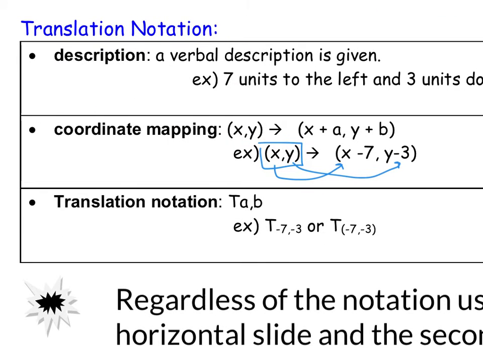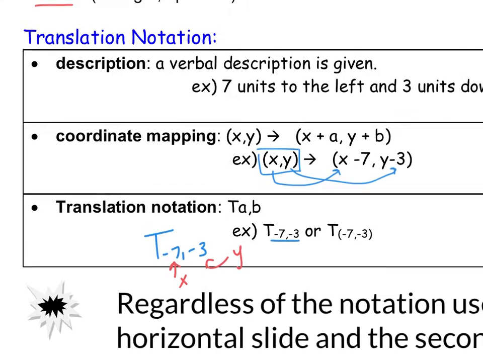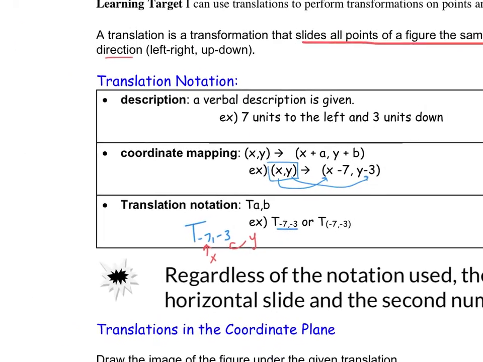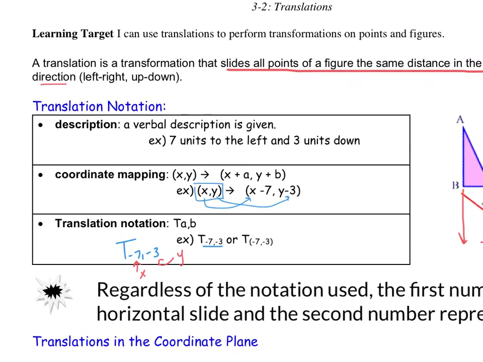And then last but not least, another way of translation notation is simply writing the big letter T and then putting some numbers next to it. So for instance, I have a -7, -3. I'm going to write it a little bigger. That -7 corresponds to my x value, and that -3 corresponds to my y value. All of the descriptions in this box, the description, the coordinate mapping, the translation notation, all go back to 7 units to the left and 3 units down.